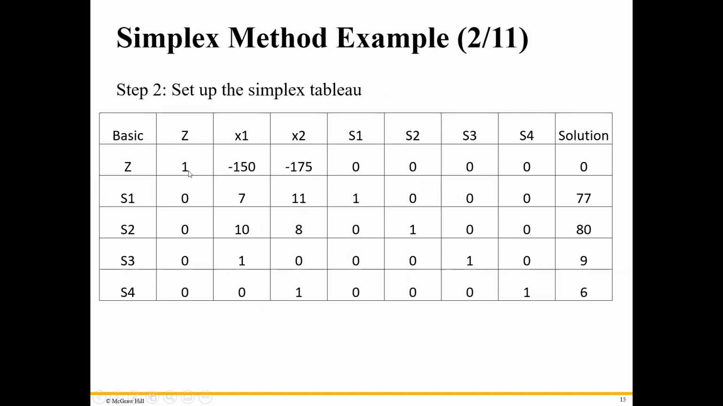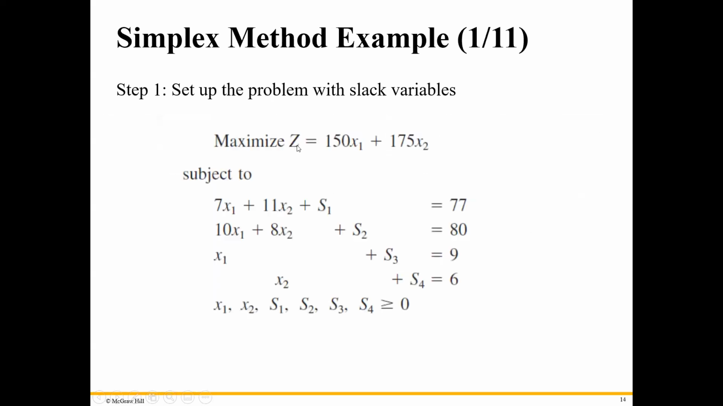Now we fill the cells of the table with these values: this is 1, this is minus 150, this is minus 175, and in the solution column we put the values 0, 77, 89, and 6. Why is it minus 150 and minus 175? It is because we take this equation and just remove the word maximize.